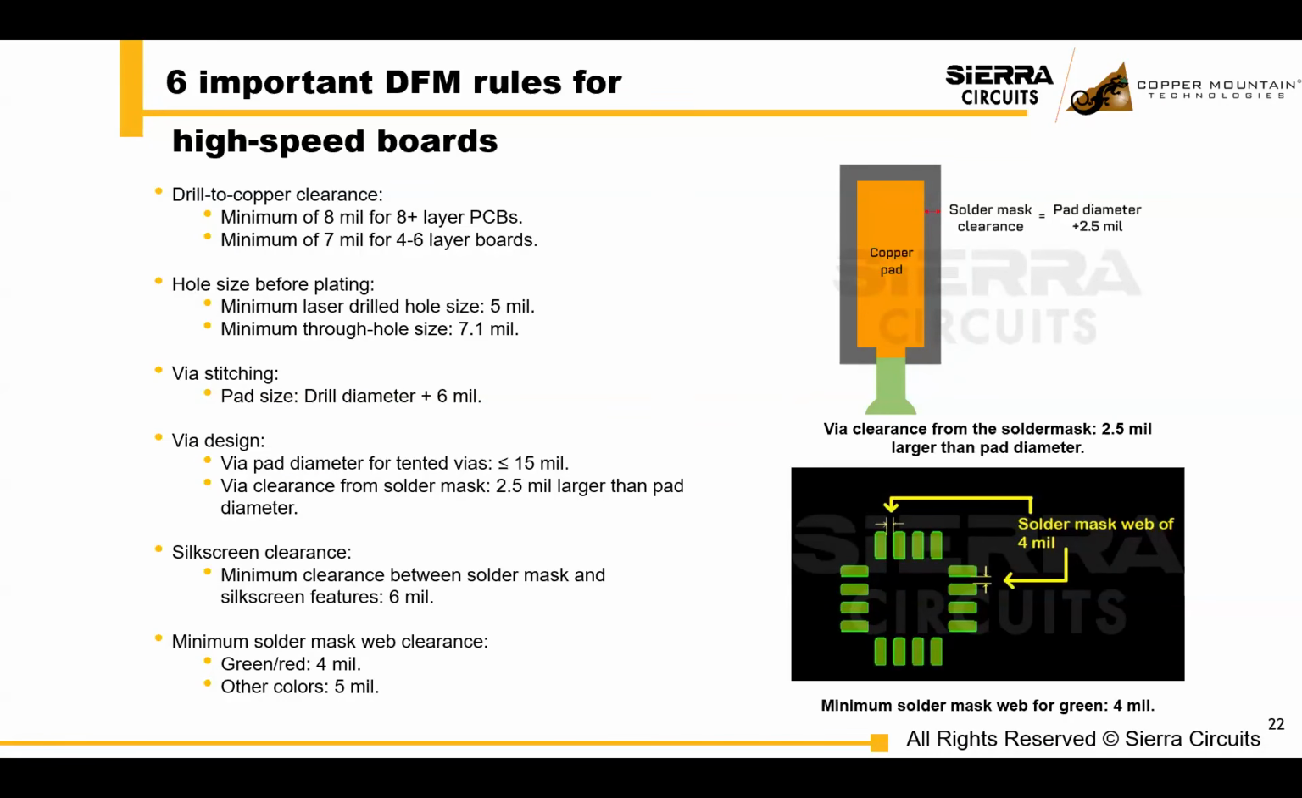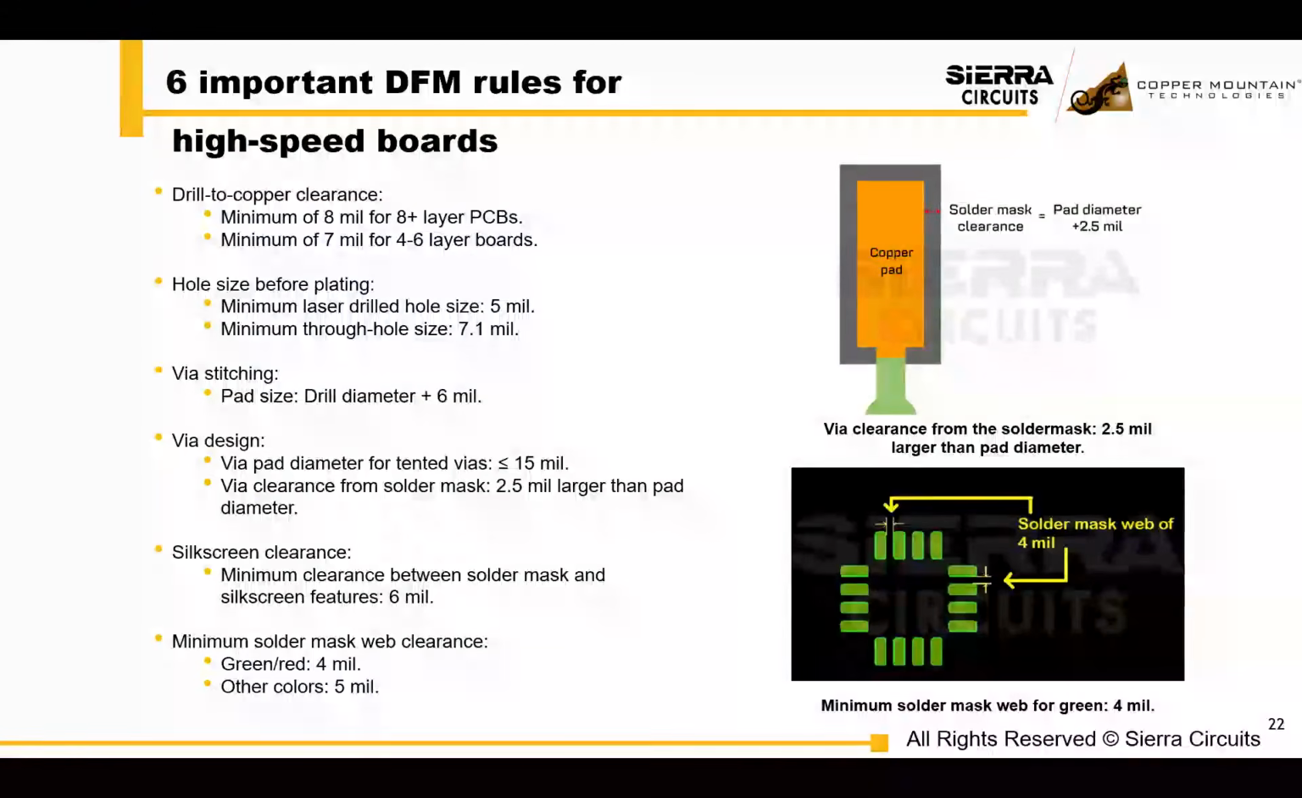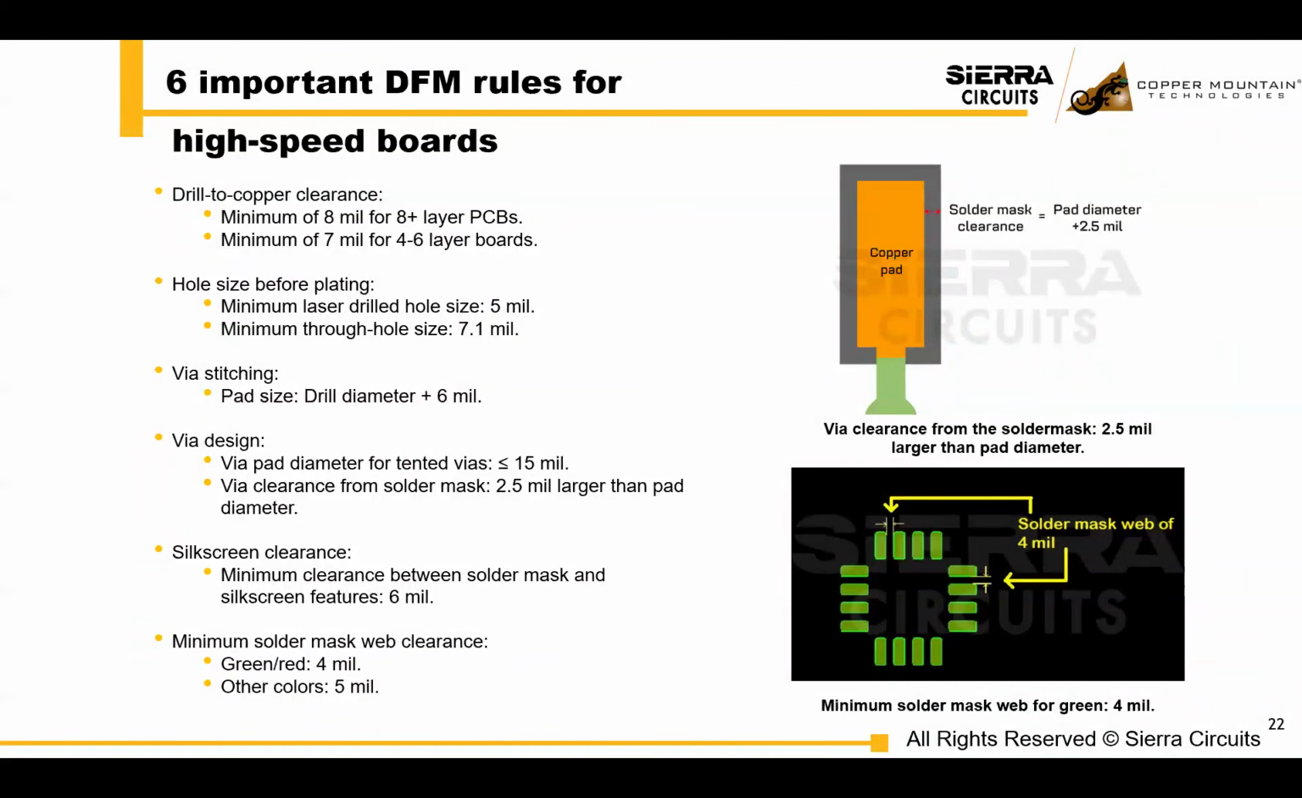For laser drilled holes, the minimum hole size before plating is roughly 4 to 5 mils. For through holes, either a 5.9 drill or 7.1. And then you can always reference these rules later. So I'm not going to read them all.